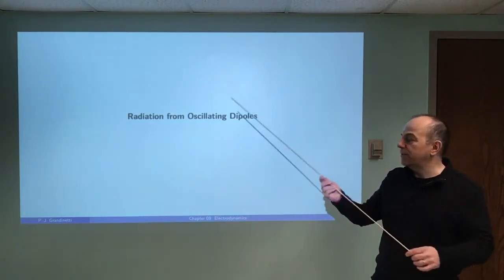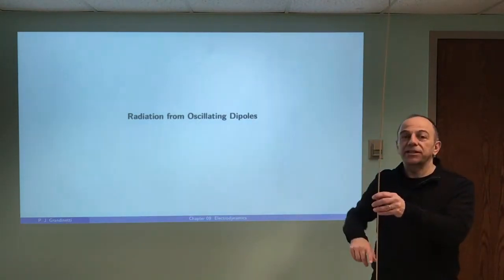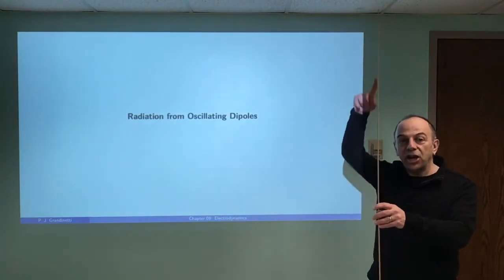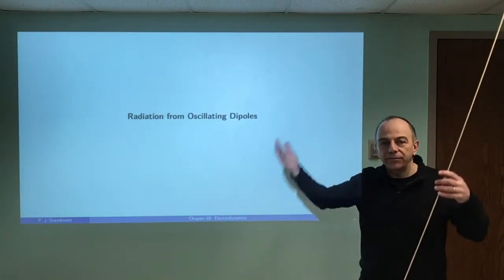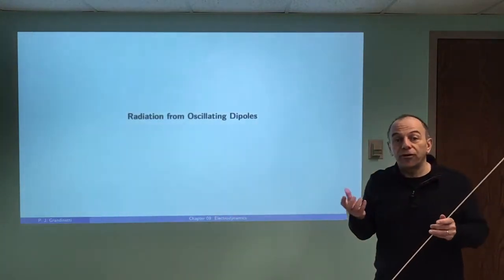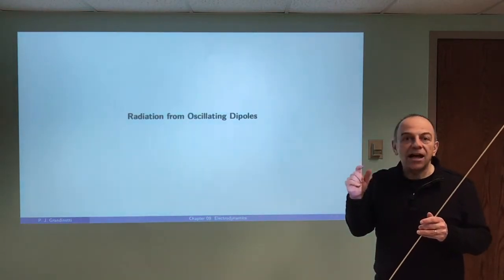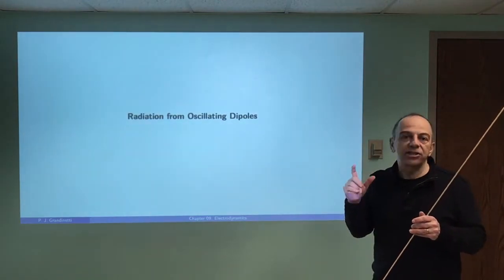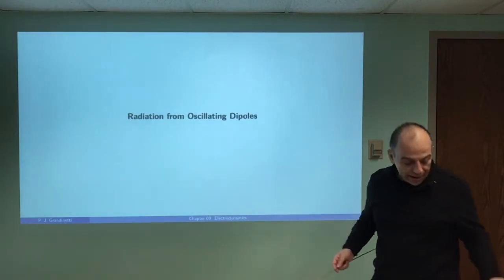So if you see a typical antenna that you might have, a tower, that's essentially a giant oscillating dipole that's radiating out radio waves or microwaves into the area. The same will be true for a molecule. If a molecule has an electric dipole moment and it's oscillating as a function of time, changing the dipole moment, then that will also generate electromagnetic waves.